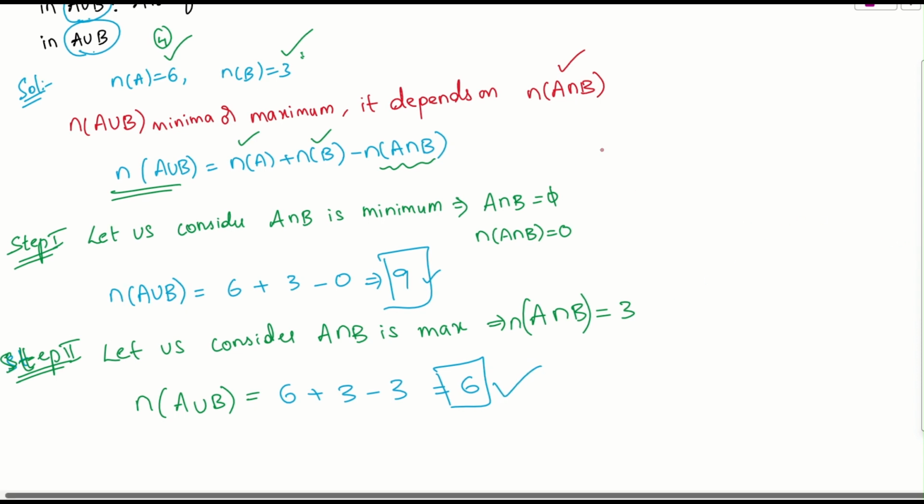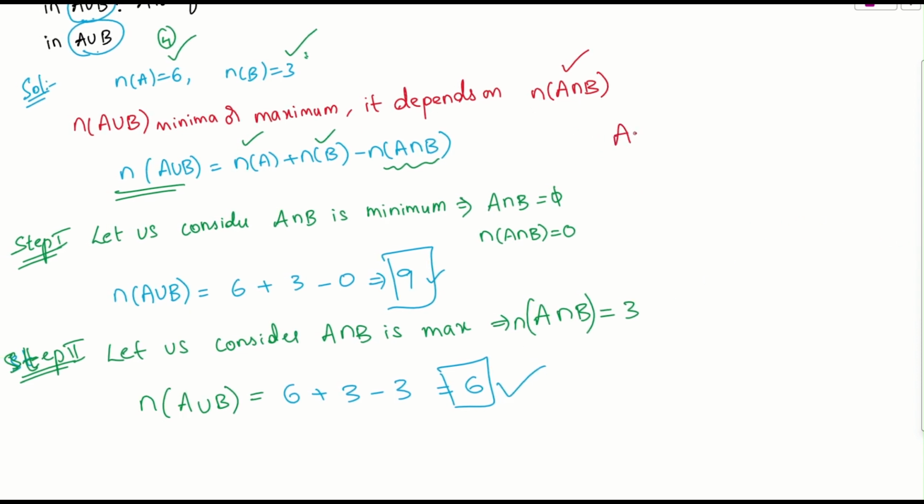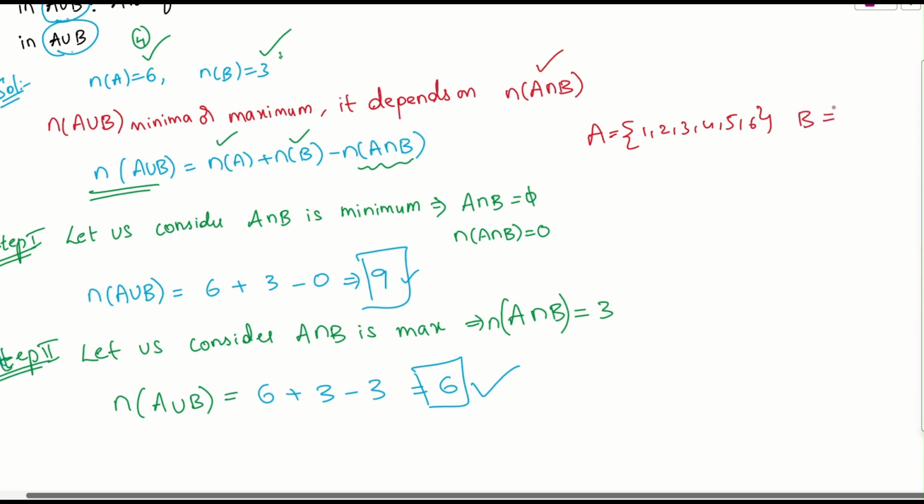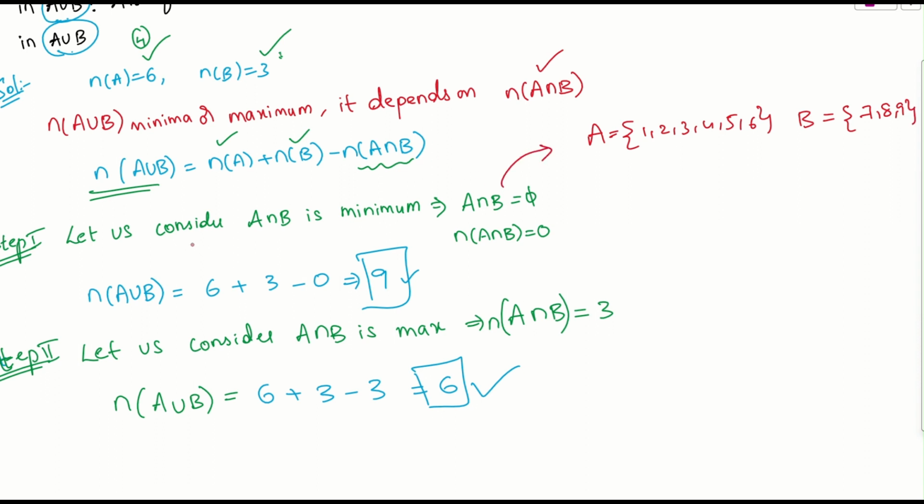If you want, I can give you one small example here. Let us take the A set as 1, 2, 3, 4, 5, 6. Now let us consider the B set as 7, 8, 9, because I am doing this for the minimum case. The intersection will have 0 elements. If you consider the union, it has 1, 2, 3, 4, 5, 6, 7, 8, 9. So n of A union B has 9 elements.